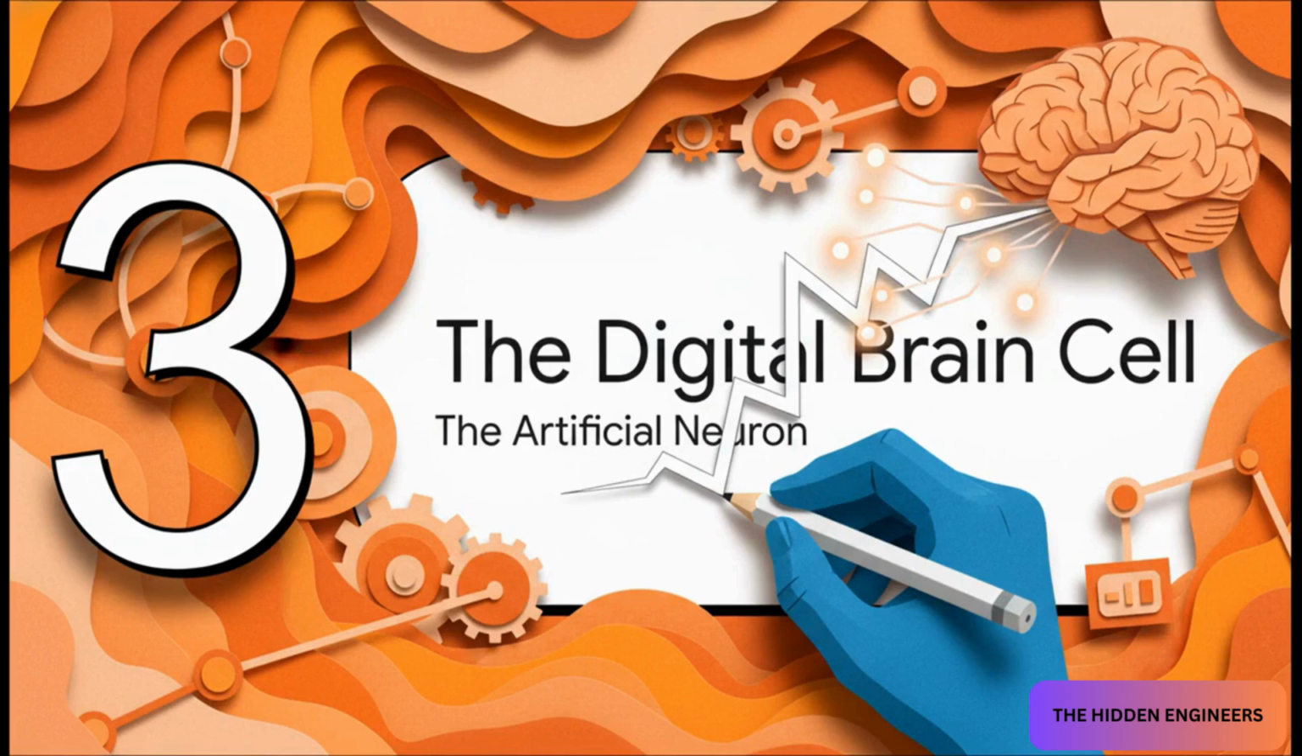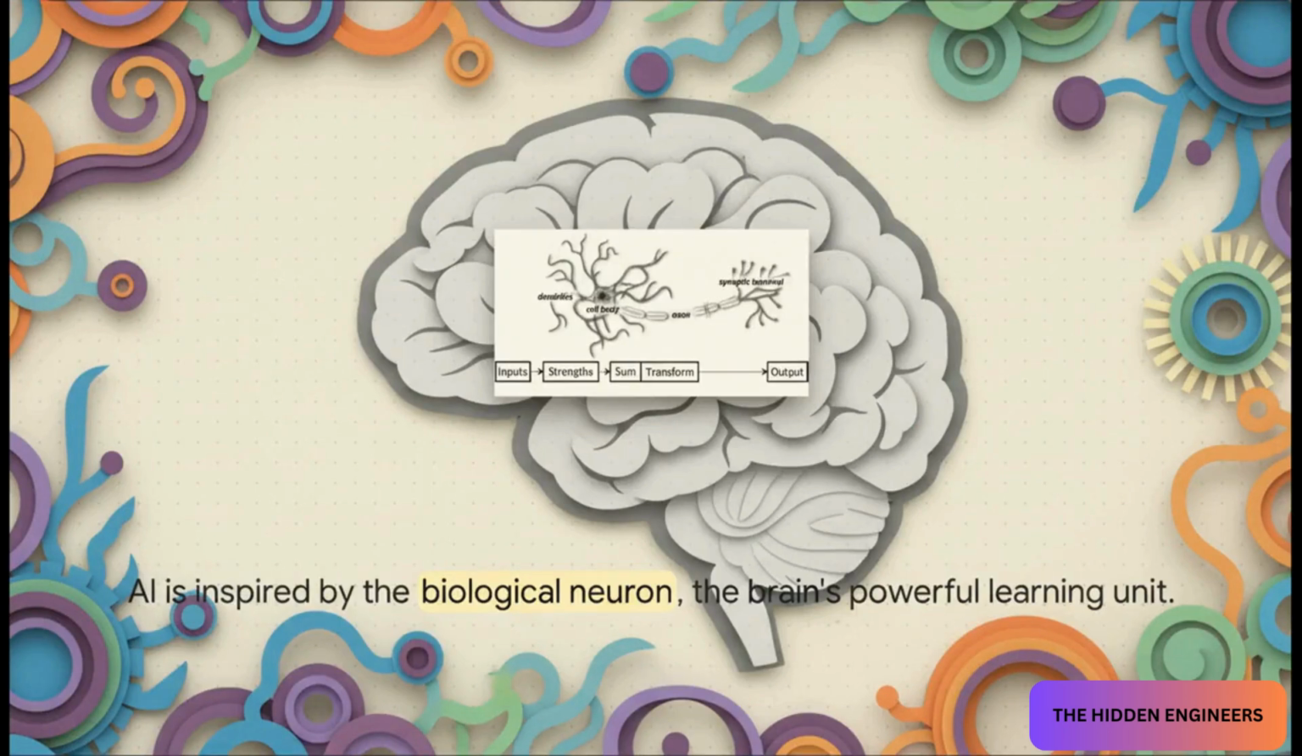So we have this idea of a model that draws a line, but what is that model really? Like, what's the actual little engine that's doing all this work? Well, the answer takes its inspiration from the most incredible learning machine we know of, the human brain. Our brains are just packed with billions and billions of these things called neurons. Each one is a tiny little processor.